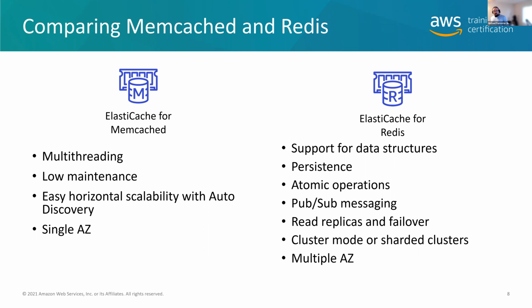Redis, on the other hand, supports complex data structures, does pub/sub, will do read replicas, will do clusters, will do all kinds of multi-AZ enablement. So very different possibilities here.